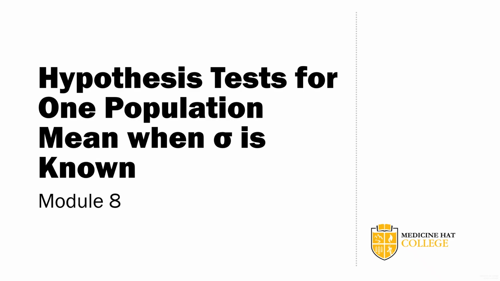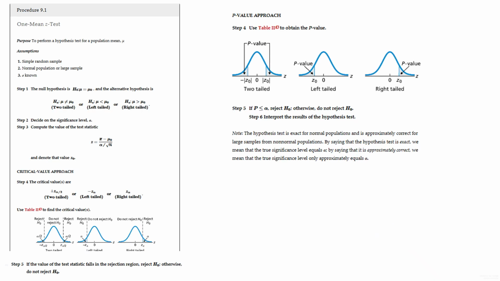So the first hypothesis testing procedure that we're going to talk about is the one population mean when your standard deviation is known, and this is our one mean z-test, or just simply the z-test. And here is that procedure for it. The purpose is to perform a hypothesis test for the population mean. Our checklist of things we need to have is that it needs to be a simple random sample. It needs to have a normal population or a large sample size, and we need to know the standard deviation.